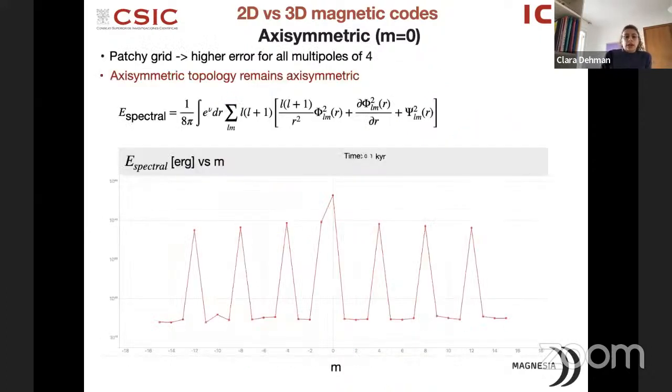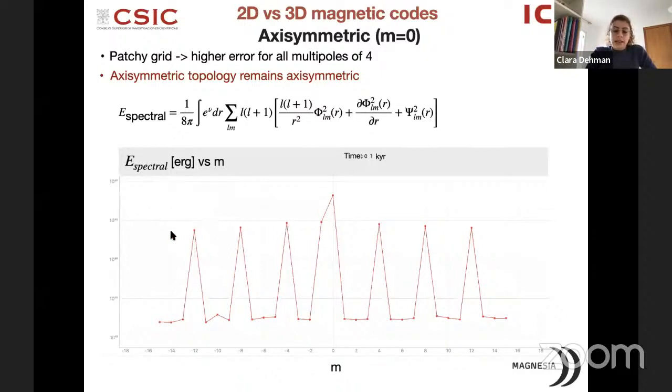The last thing that we want to test is that we started in the 3D code with an axisymmetric topology, and we expect this topology to remain axisymmetric. The way to do that is to write your energy spectrum as a function of time and as a function of m, where the m are the modes. For m equal to 0 you have the axisymmetric topology, and we see that most of the energy is at m equal to 0. But then we see these peaks which are orders of magnitude lower than the main m equal to 0 peak.